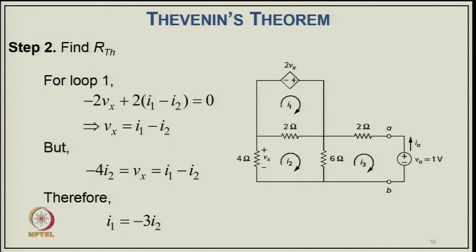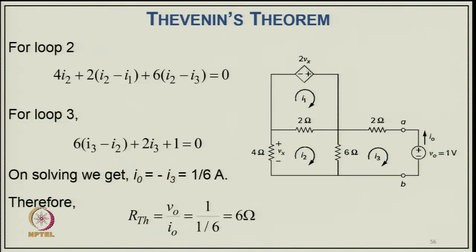loop, by putting in this minus 4 I 2, we have V x equal to I 1 minus I 2, and therefore I 1 equals minus 3 I 2. From this we have the second loop equation: 4 I 2 plus 2 I 2 minus I 1 plus 6 I 2 I 3, that comes equal to 0.